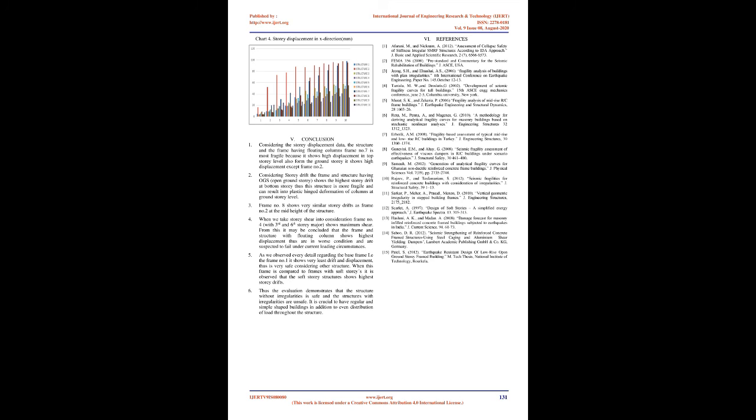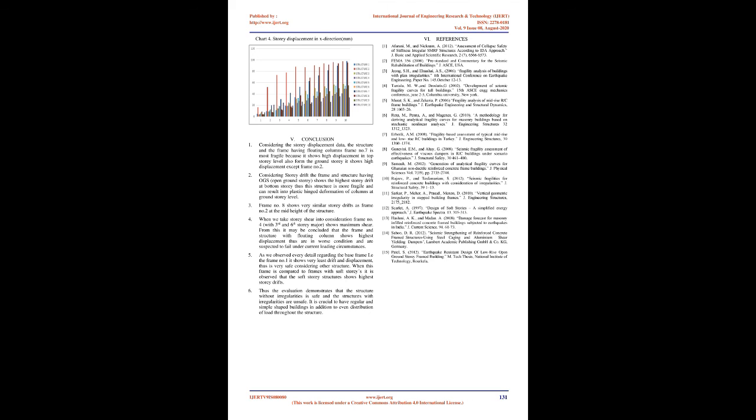1. Considering the story displacement data, the structure and the frame having floating columns, frame number 7, is most fragile because it shows high displacement at the top story level. Also from the ground story, it shows high displacement except frame number 2. 2. Considering story drift, the frame and structure having OGS, open ground story, shows the highest story drift at the bottom story, thus the structure is more fragile and can result in plastic hinge deformation of columns at ground story level. 3. Frame number 8 shows very similar story drifts as frame number 2 at the mid-height of the structure.